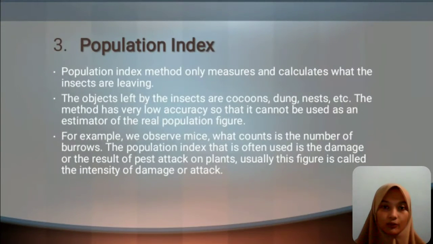Number 3 is population index. The population index method only measures and calculates where the insects are living. The objects left by the insects are cocoons, dung, nests, etc. The method has very low accuracy, so it cannot be used as an estimator of the real population figure. For example, when we observe mice, what counts is the number of burrows. The population index that is often used is the damage or the result of pest attack on plants. Usually this figure is called the intensity of damage or attack.